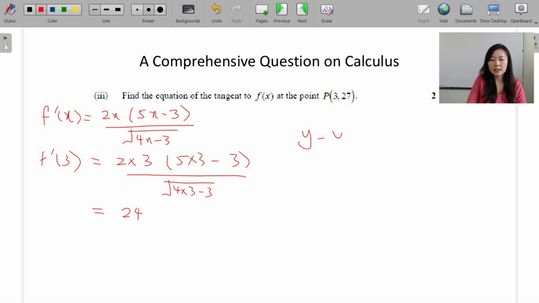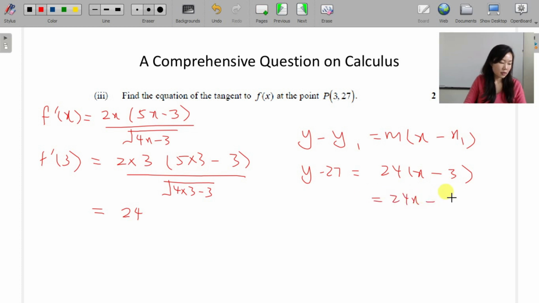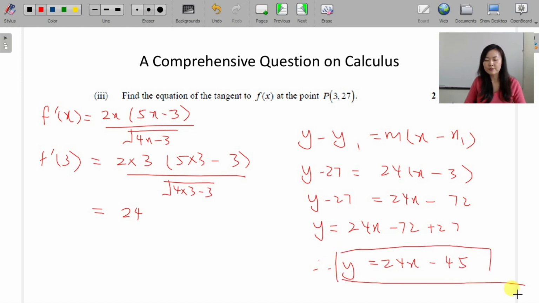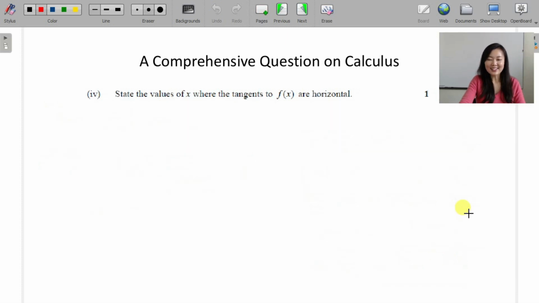All right, and then we stick in the information. So point gradient formula. Expand. I'm going to move the 27 across. And then simplify. This is a very, very steep line, gradient of 24. All right, but you kind of get the point, hopefully. So that's basically it. Last part.